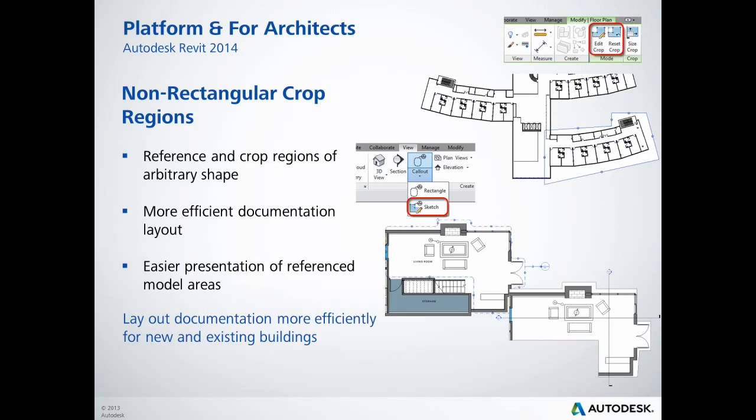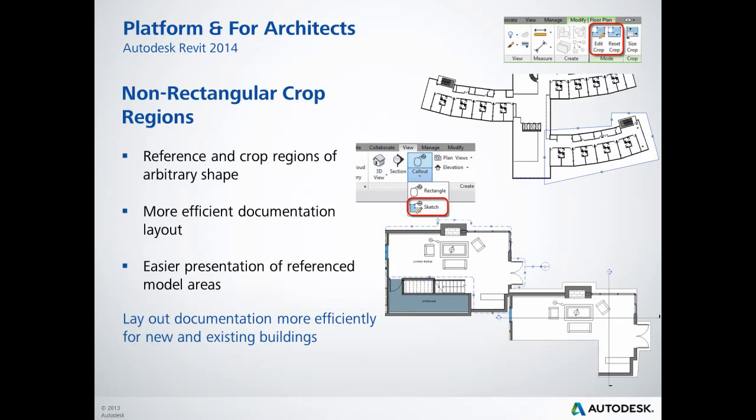You can now change a rectangular crop region or callout view to a non-rectangular shape. When you select the crop region, there are two new features available on the Mode panel of the Modify Structural Plan tab. Using the tools on the Modify and Draw panels, you can edit the crop region as you need it. You can modify the existing lines or delete the lines and sketch a completely different shape.